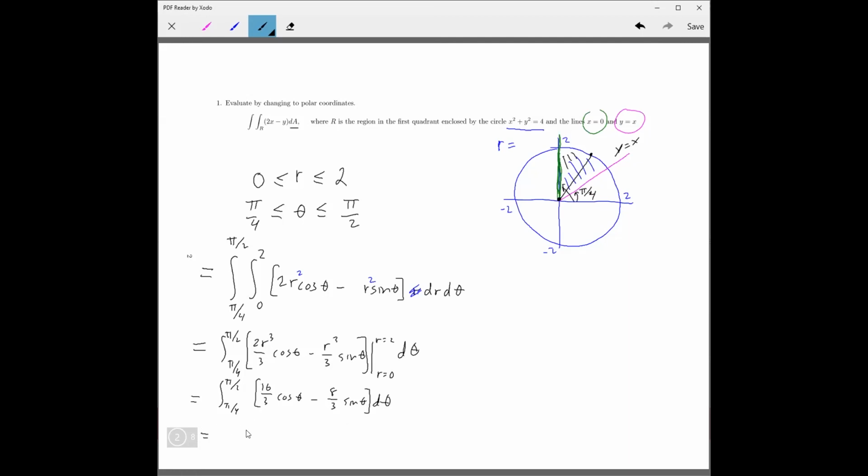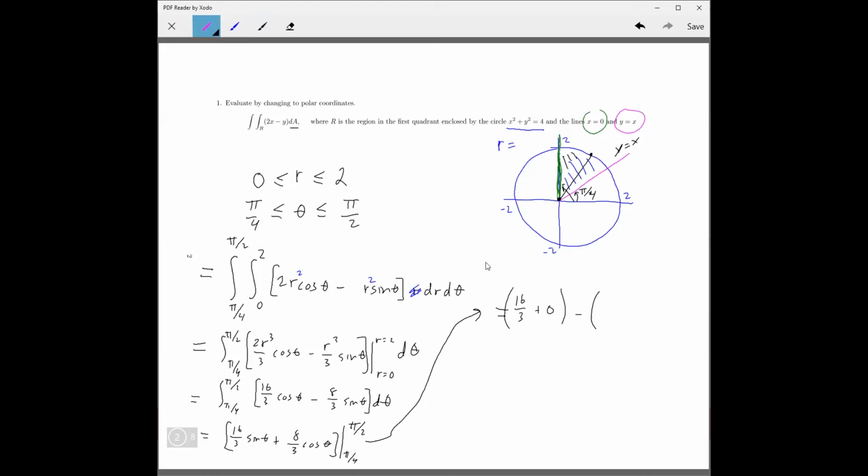And now it's theta's turn to be integrated. The integral of cosine is sine, and the integral of sine is negative cosine. Okay, so plugging in the upper limit, we get 16/3 times sine of pi over 2, which is 1, and then plus 8/3 times cosine of pi over 2, which is 0, so that's 0. And then we have the lower limit, which is 16/3.